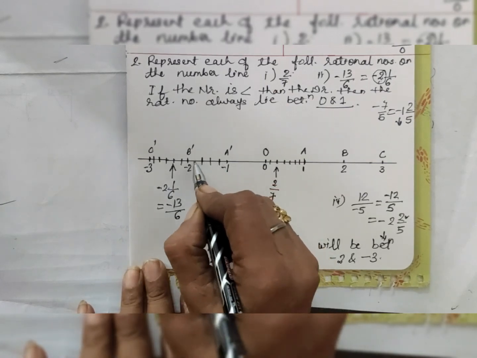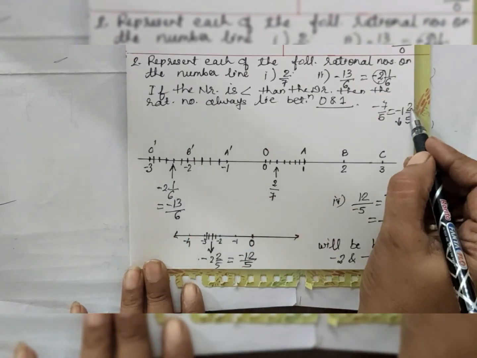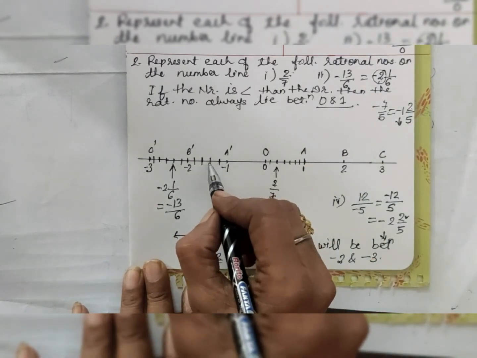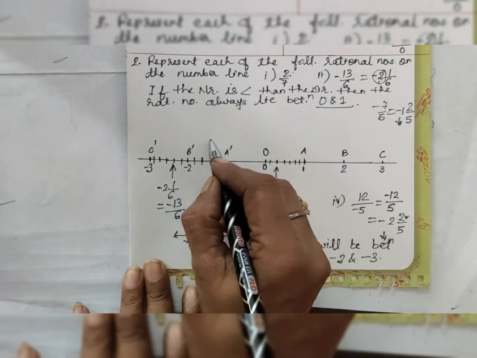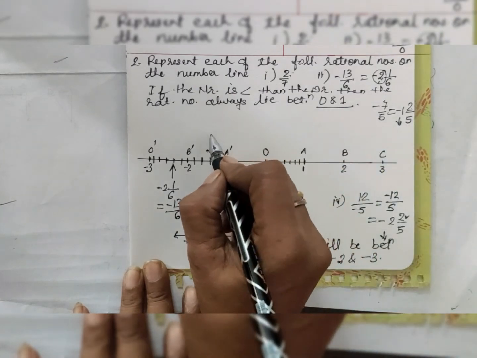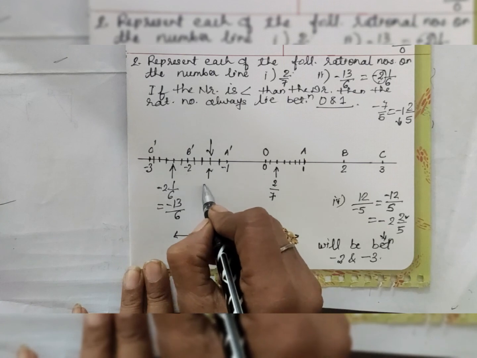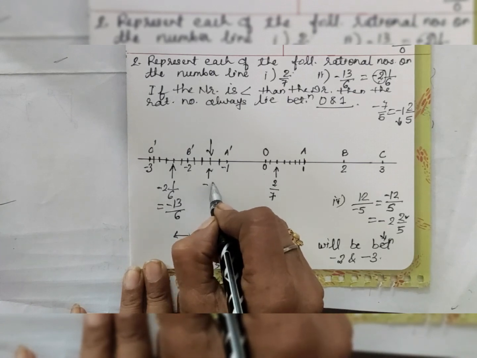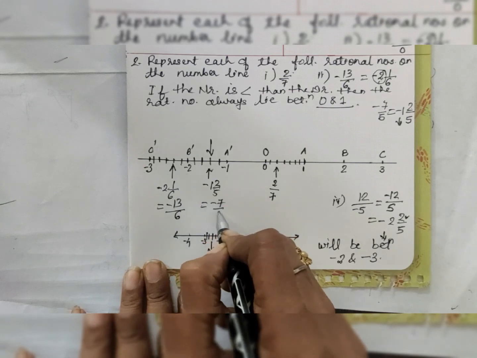1, 2, 3, 4, and this is your 5. Okay, where minus 2 is there. Now what is the numerator here? 2. So count it 1, 2. So children, remember this: 1, 2, you can write here, this is minus 1 2 by 5 is equal to what? Minus 7 by 5. So this is how to represent a rational number on a number line.